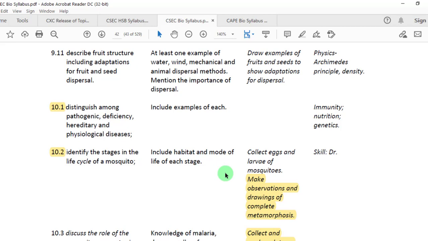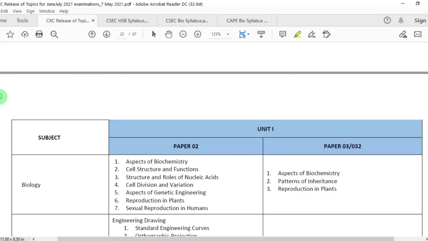And now we're going to CAPE. Yay, CAPE. Alright, so here we have our Biology CAPE paper 2 and paper 3. And this is unit 1 CAPE. So let's just take a look at those topics in the syllabus.